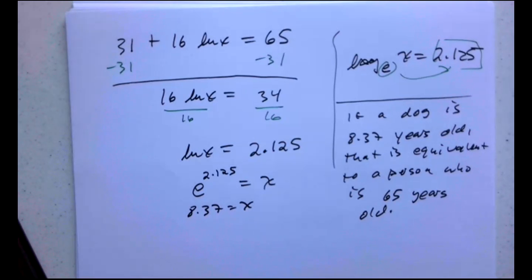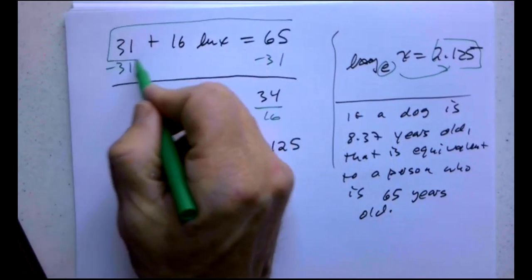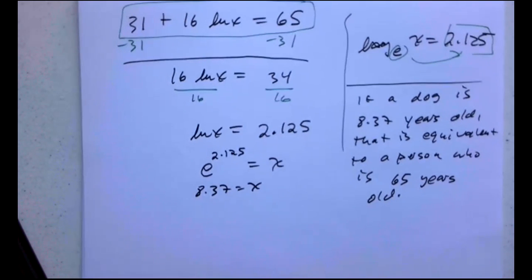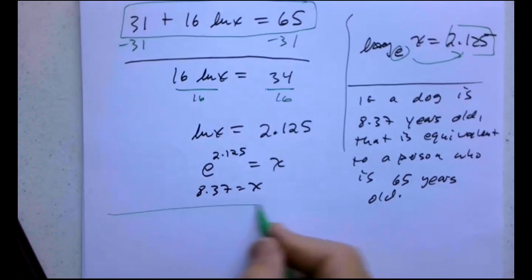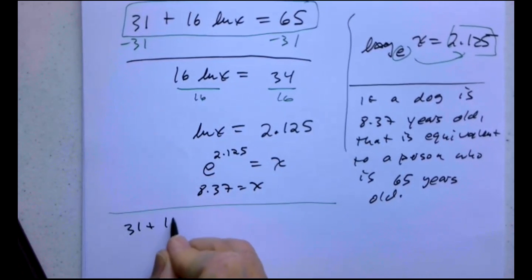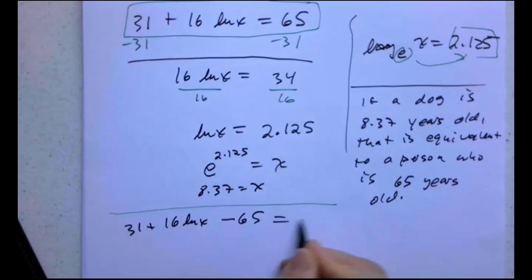I want to go ahead and solve this on the graphing calculator as well. So this is where we're at currently. We have 31 plus 16 log x equals 65. We've done the algebra and we have 8.37. How are we going to solve that on the graphing calculator? Well, we'll subtract 65 from both sides and look for the zero of the function. So I'll do it this way: 31 plus 16 natural log x minus 65 equals 0.